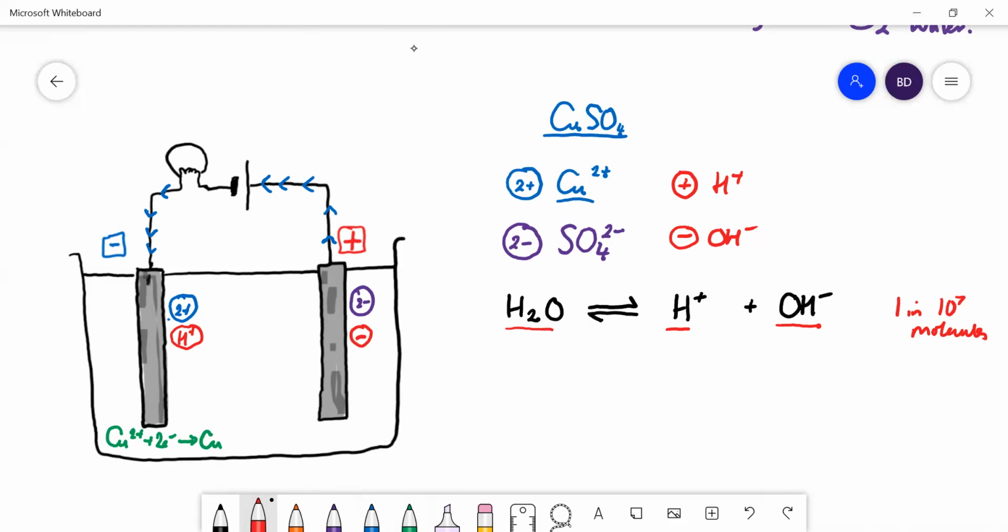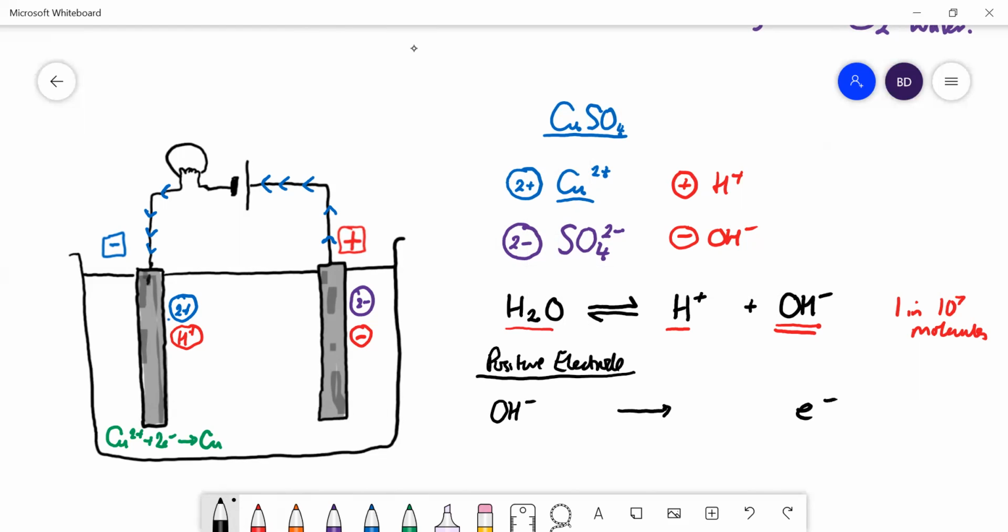The sulfate ions do not give away their electrons. They hold on to them. They don't react during the whole thing. So it's the hydroxide ions which give away their electrons. So if we have a look here, at the positive electrode, you're going to get OH minus giving away an electron.